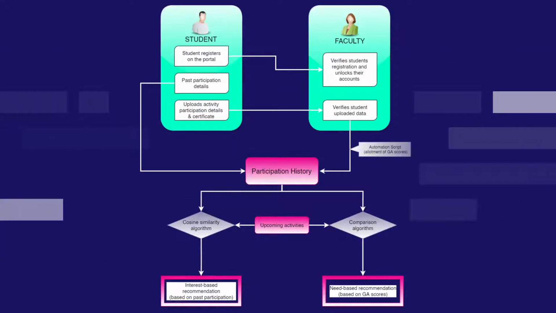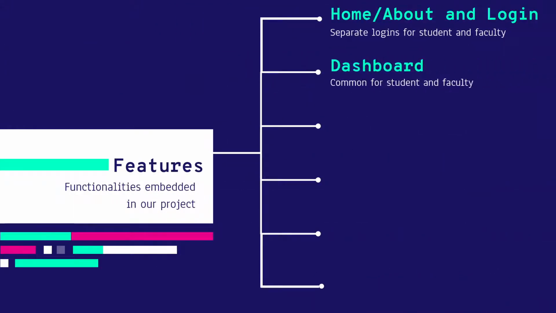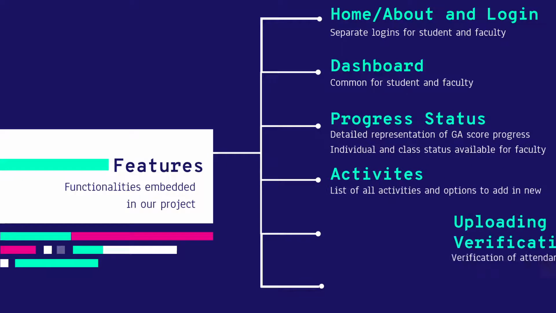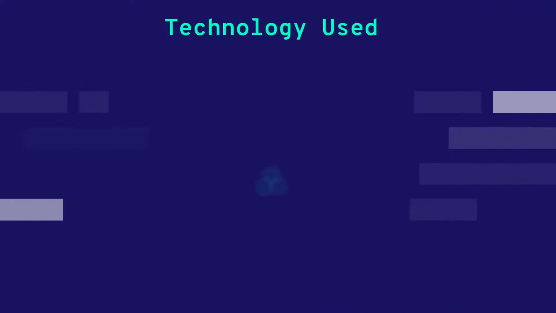Now, so as to achieve this integration, we have created the Student Progress Management System. This is the use case diagram of our system, having two sub-portions of student and faculty. And you can also see that we have integrated algorithms to give recommendations based on needs and interests. The following are features embedded in our project, which include home, login, a dashboard, progress status, an activities list, uploading and verifications depending on the activity, and recommendations, which are need and interest based.